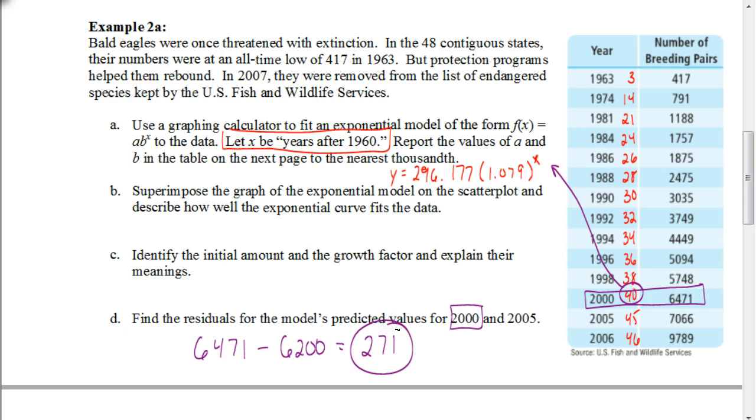And then you could do the same thing for the year 2005 if you wanted, where your observed would be 7,066. Put 45 in the equation, subtract them, and when you do that, you get a negative 2002, because in that one your predicted is a lot more than what actually happened in that year.